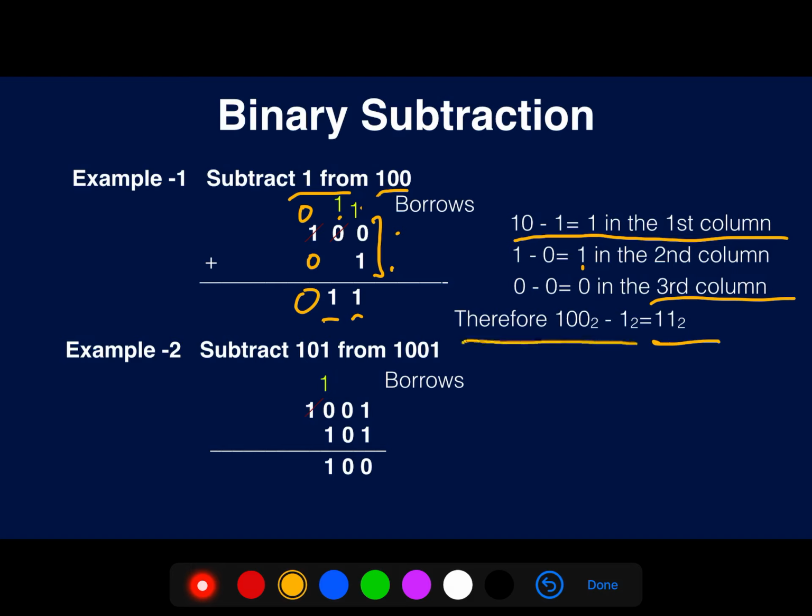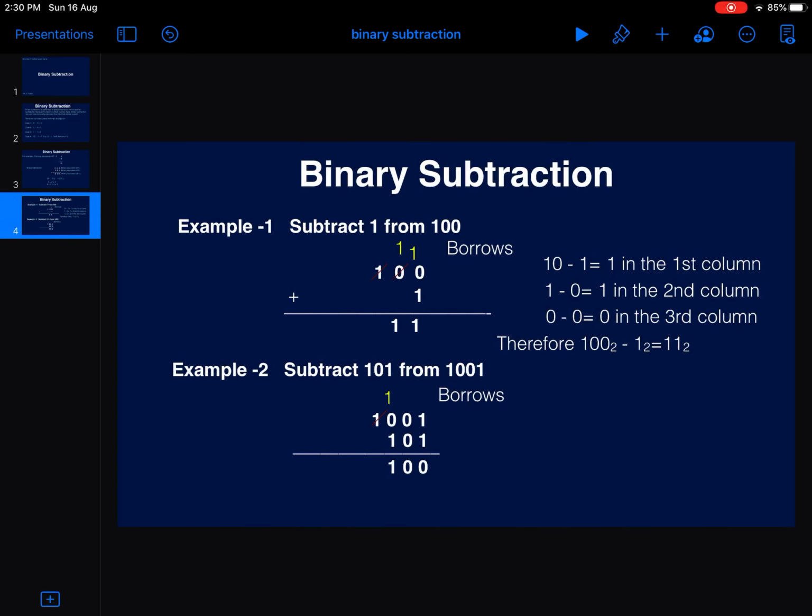Here we are subtracting 101 from 1001. I have 1001 in the first row, and in the second row we have 101. Now we subtract: 1 minus 1 is 0, 0 minus 0 is 0, 0 minus 1 again is not possible, so we borrow from the next column and it becomes 10. Now 10 minus 1 is 1. That's all, this is our result. I hope you have got how to do binary subtraction, and it is used in computer systems.